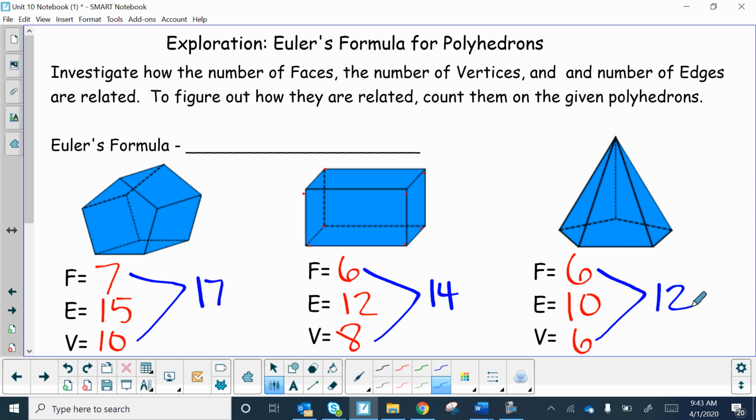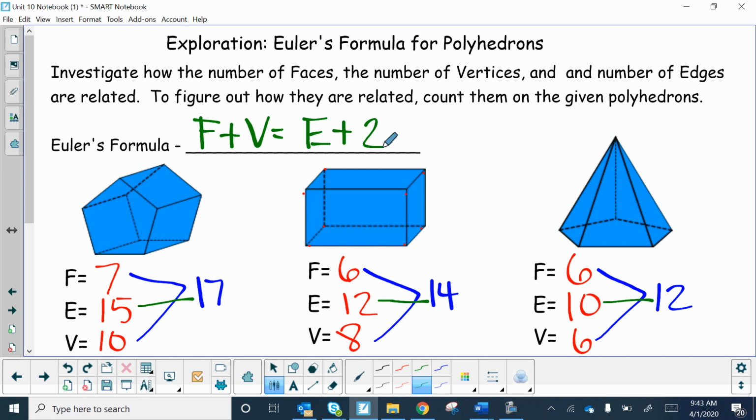How does that compare to that one there? How does the 14 compare to that? How does the 17 compare to that? Oh, it's always 2 more than that. So the way you want to write this down is the faces plus the vertices equals the edges plus 2. Now, I know there's other ways you can write it. Faces plus vertices minus 2 equals the edges. It doesn't matter, they're both the same thing. Okay, so I'm going to leave it as that.